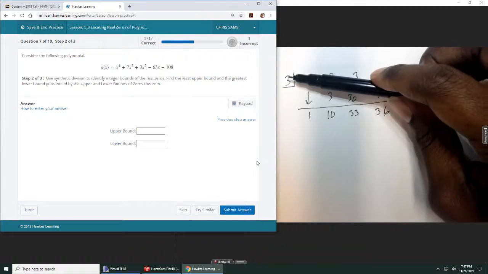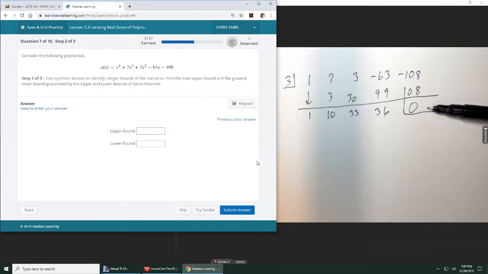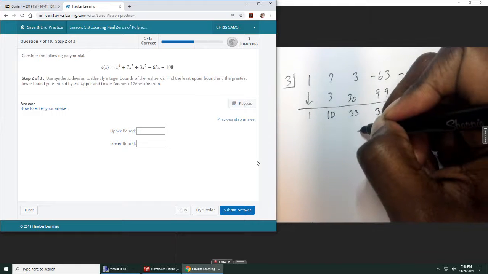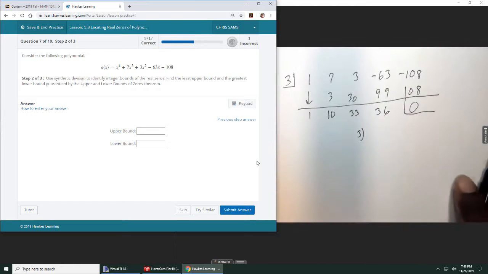I don't think if we use 2, it will be too small. It wouldn't work. So 3 is our upper bound. Just kind of got lucky there on the guess. Sometimes you got to try more than one. Now let's try for lower bound. So lower bounds, the signs need to oscillate between negative and positive.